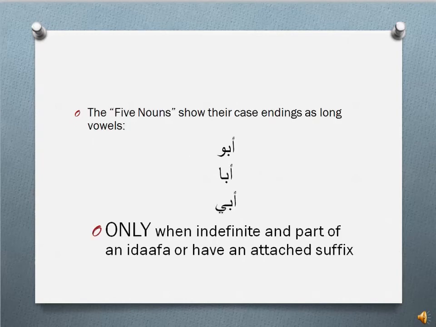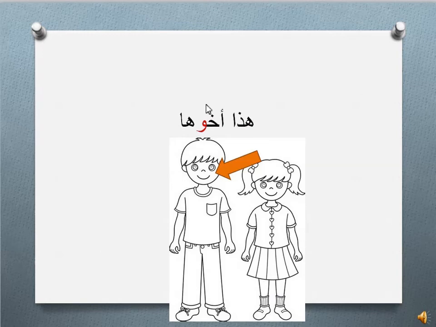Now, it only happens when they are in an idafa. We know the first term in an idafa is made definite by what follows. But it has to be as part of an idafa, or it has an attached suffix, which you know is also an idafa. A word like akhuha is an idafa, the brother of her.